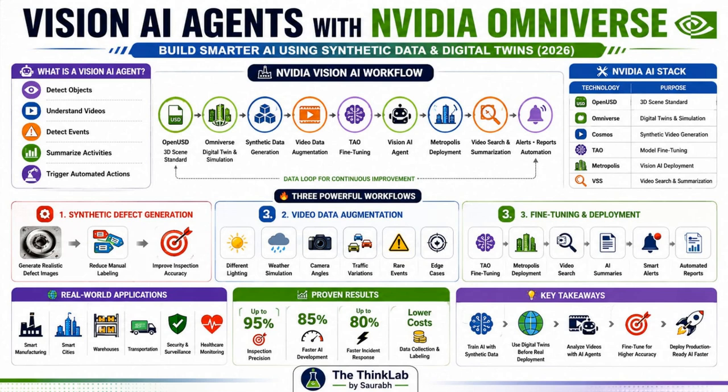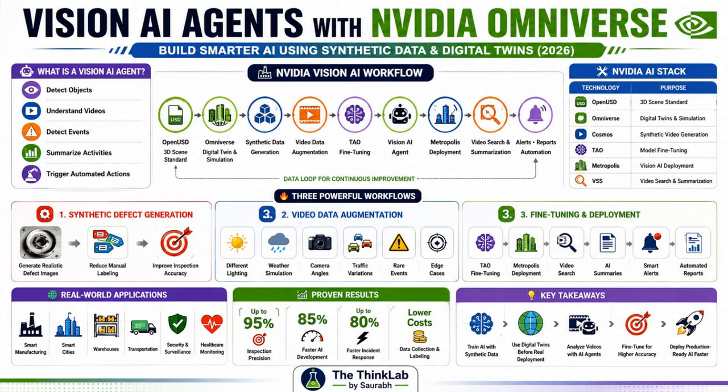This is where NVIDIA TAO comes in. TAO stands for Train, Adapt, and Optimize. We call it TAO for short. Instead of training an AI model completely from scratch, TAO starts with a powerful pre-trained model, then fine-tunes the model using your own data. This approach requires much less data, much less computation power, and much less training time.